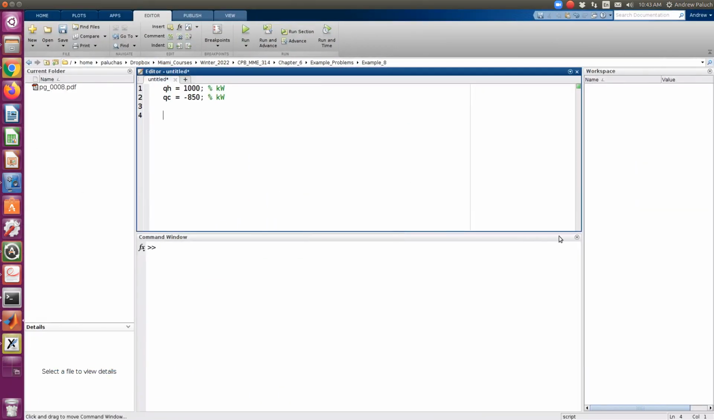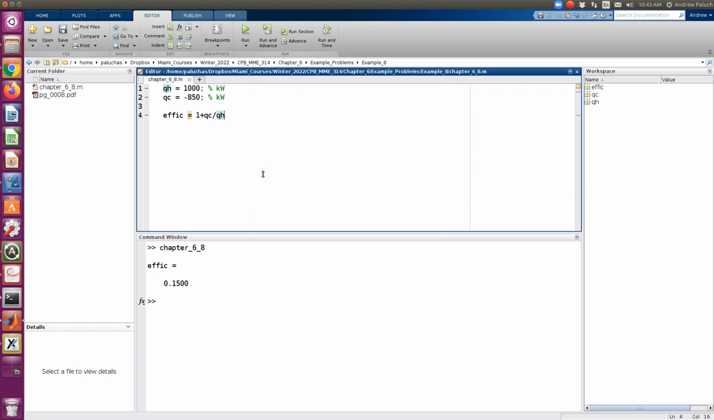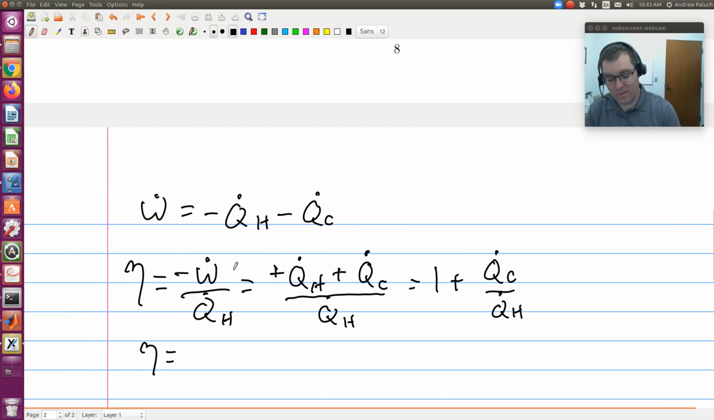So we have Q dot H, we have Q dot C. So then my efficiency is going to be equal to 1 minus Q dot C divided by Q dot H. And I just did it again: 1 plus Q dot C divided by Q dot H. This latter term here is negative, so I end up with efficiency less than 1. Good. I get an efficiency of 0.15, so I have an efficiency of 15%. Not too great.